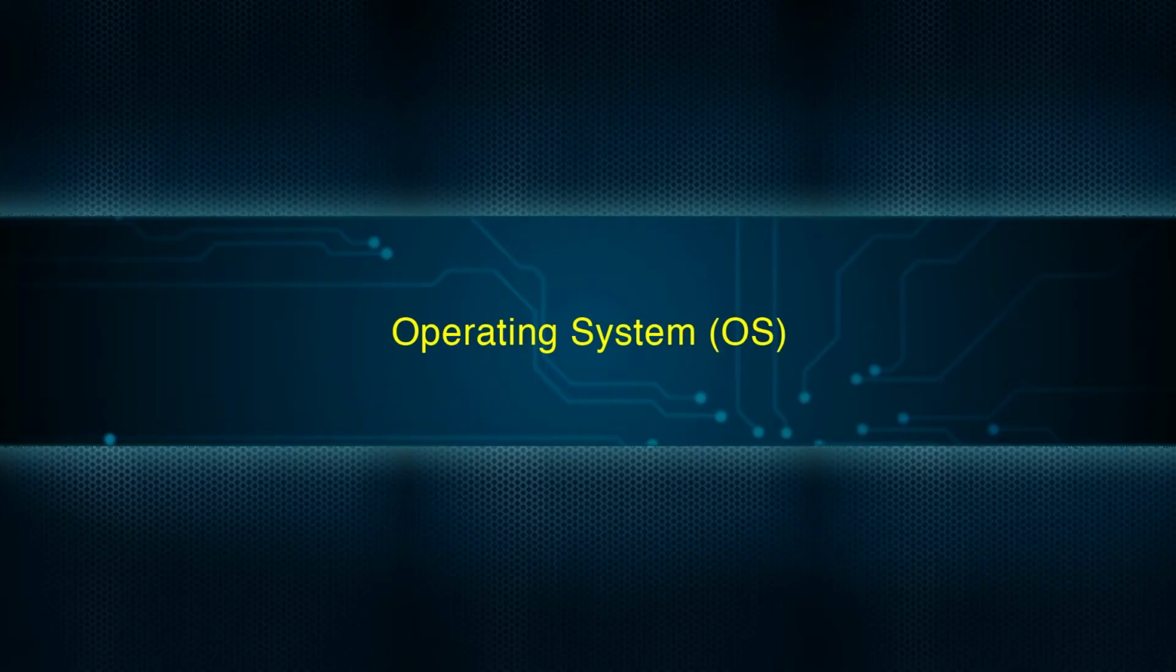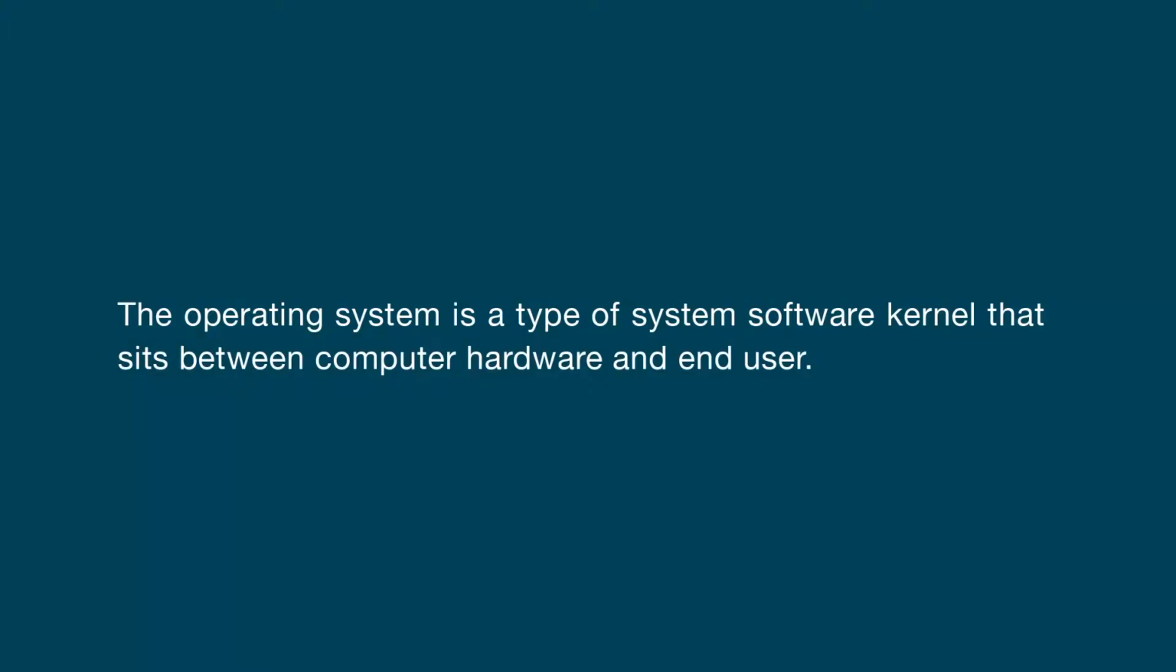Operating system. We have already seen the basic functionalities of an operating system. However, we will have a quick look at the important concepts regarding it. The operating system is a type of system software kernel that sits between computer hardware and end user. It is installed first on a computer to allow devices and applications to be identified and therefore functional. System software is the first layer of software to be loaded into memory every time a computer is powered up.